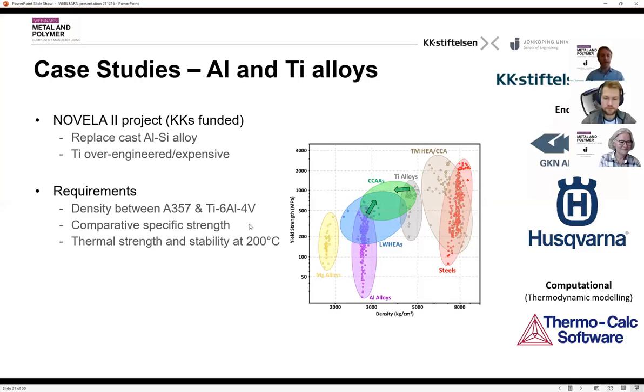We have targeted a density between 357, a 7% silicon cast alloy, and Ti-6-4, which is what they were thinking as the next best solution. We also want to maintain a comparative specific strength to what they're currently using, or improve on this, and still maintain a thermal strength and stability at 200 degrees. Our other partners in the feasibility project were Husqvarna, because they can use any sort of lighter weight, higher specific strength material in the handheld components, and Thermo-Calc, as they've always been supporting us and giving us access to the software to actually run these high throughput screenings.